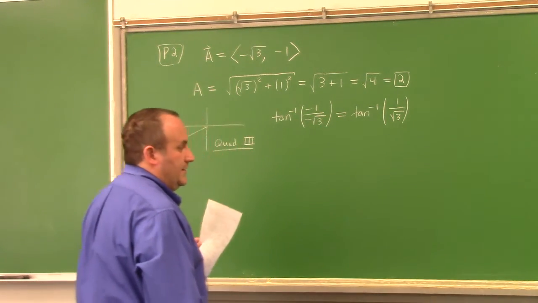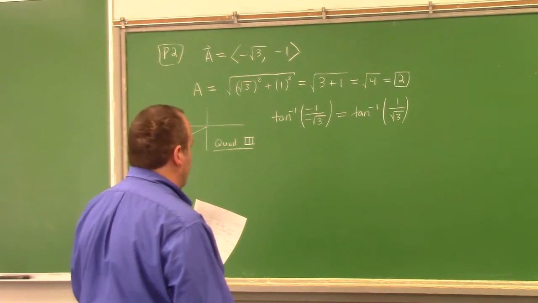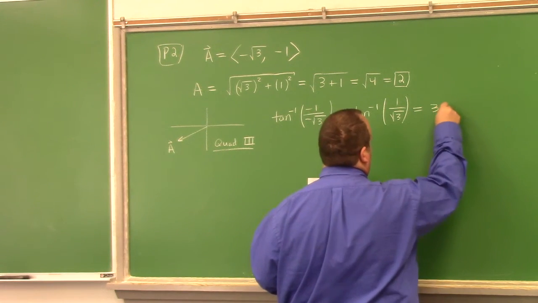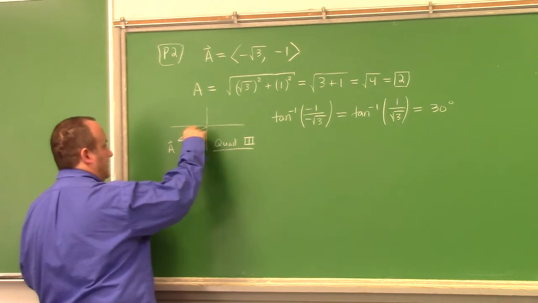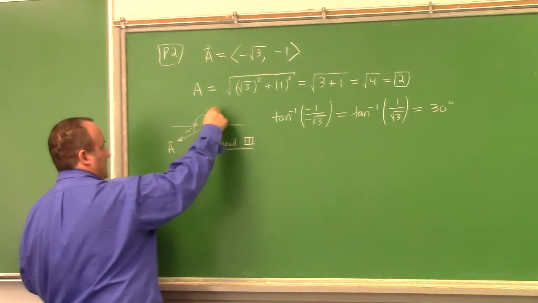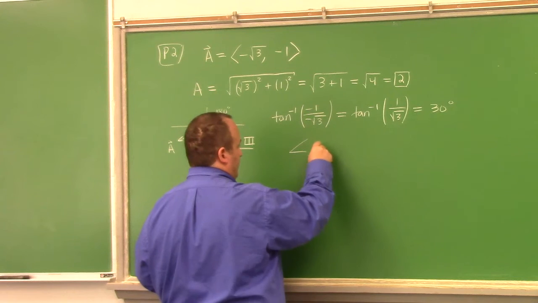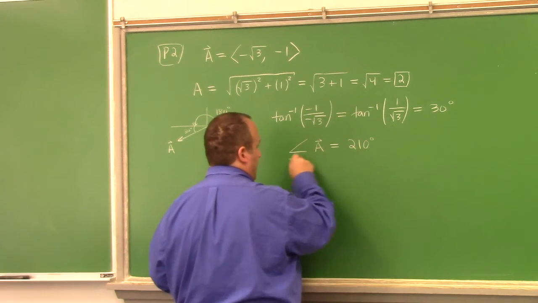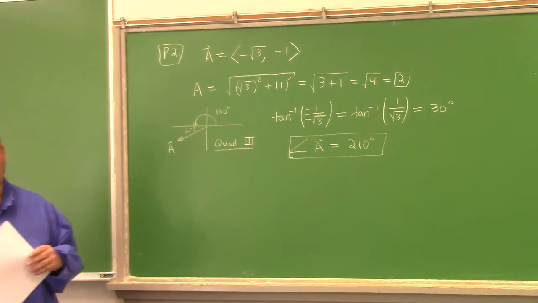Well, we just did tangent of root 3. It was 60. I think this is 30. Yeah. So this angle right here is 30, is what that means, right? So you have to add 180 to that. Right, so the angle of vector A is 210 degrees (180 plus 30).